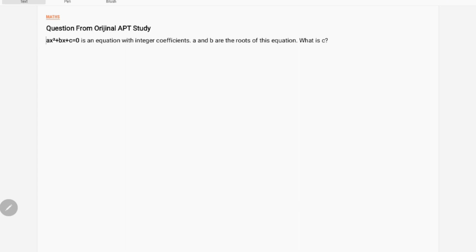So, a times x squared plus b times x plus c equals 0. This equation has integer coefficients. A and b are the roots of this equation. What is c? So let's take a look at it. Let me write down my equation right there.